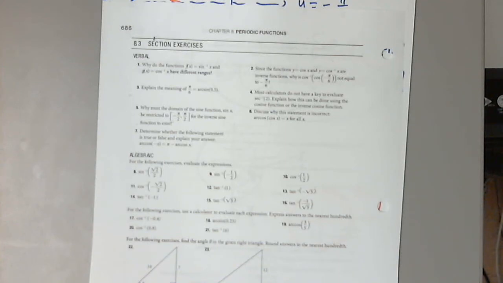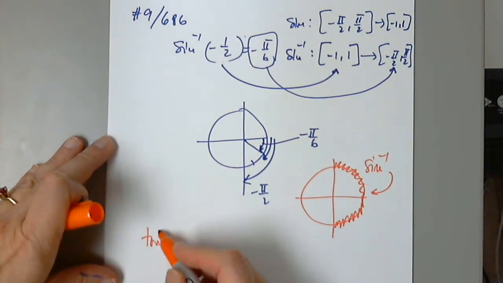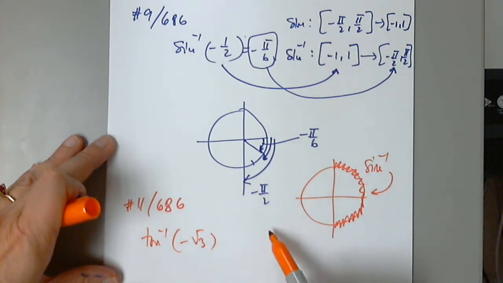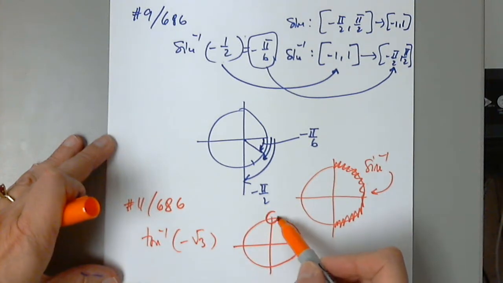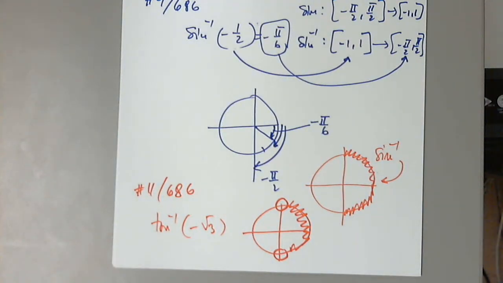Can we do 11? Yes, 11. Tangent inverse of negative the square root of 3. Let's take a look at the unit circle. The answer for tangent must be here. How come I put those open points in there? Tangent is undefined at π/2 and -π/2. So the answers for inverse have to be between this and this, or between this and this. They cannot be these two, ever.